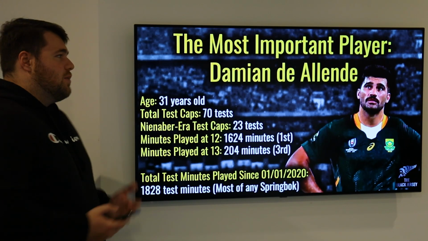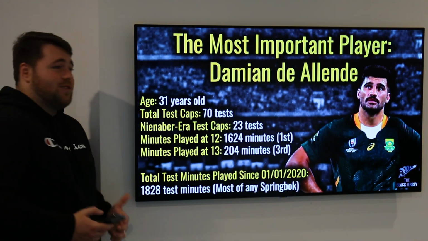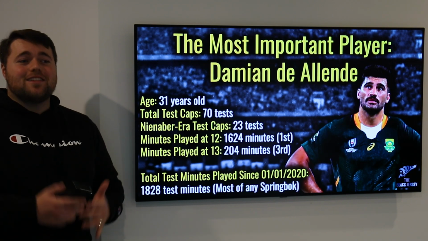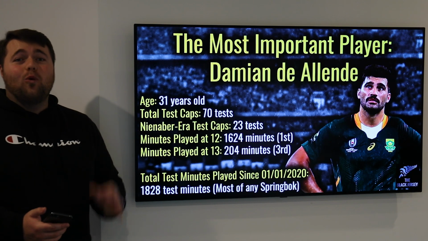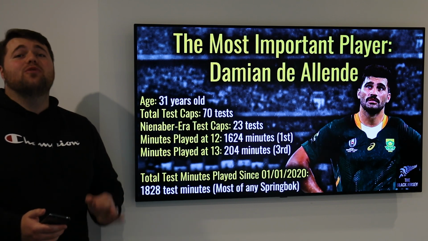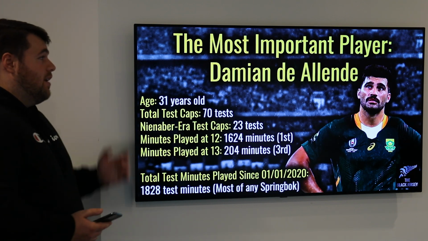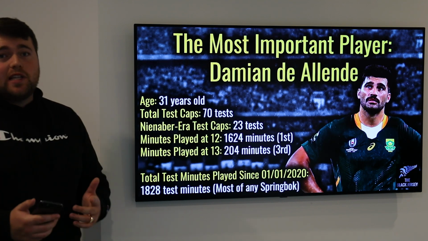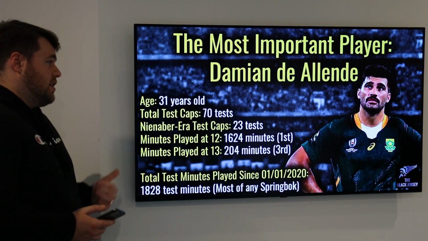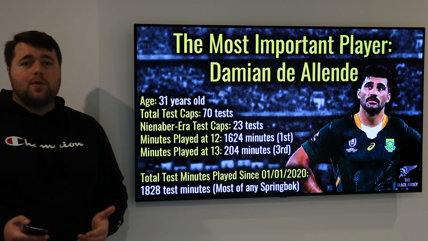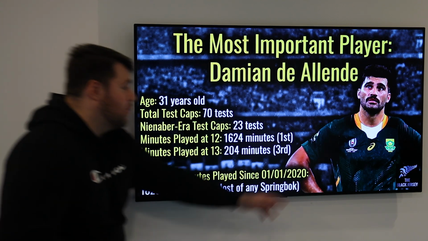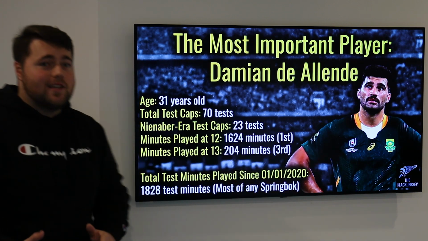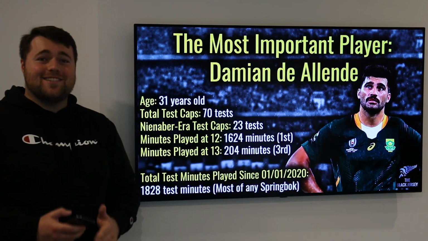Now, the most important player of the Springboks to finish off this video is none other than Damian de Allende. With Siya Kolisi almost definitely out for the World Cup, well, this guy's going to have a massive share of leadership. De Allende, at 31 years old, will be going to his third World Cup, having debuted shortly before the 2015 edition. As we can see, he was a World Cup champion all the way back in 2019. Absolutely amazing season he had back then.